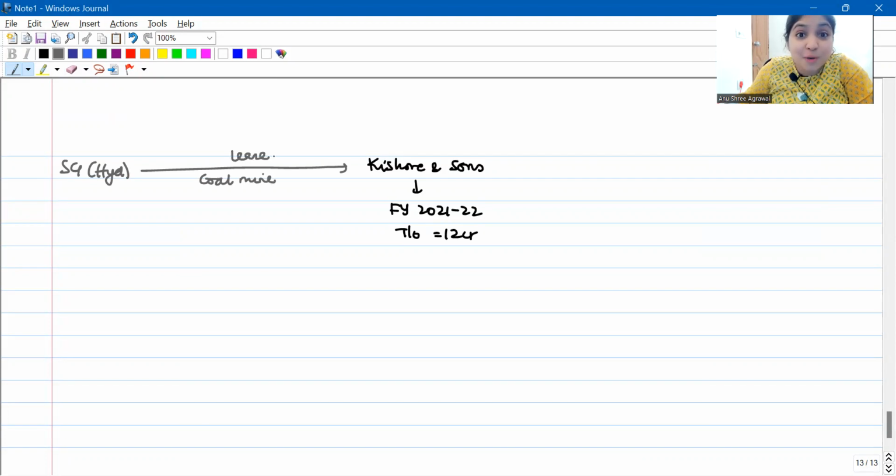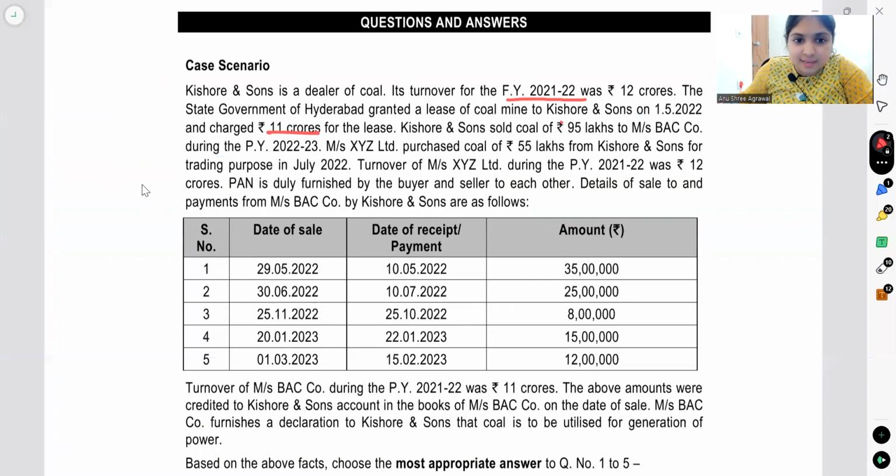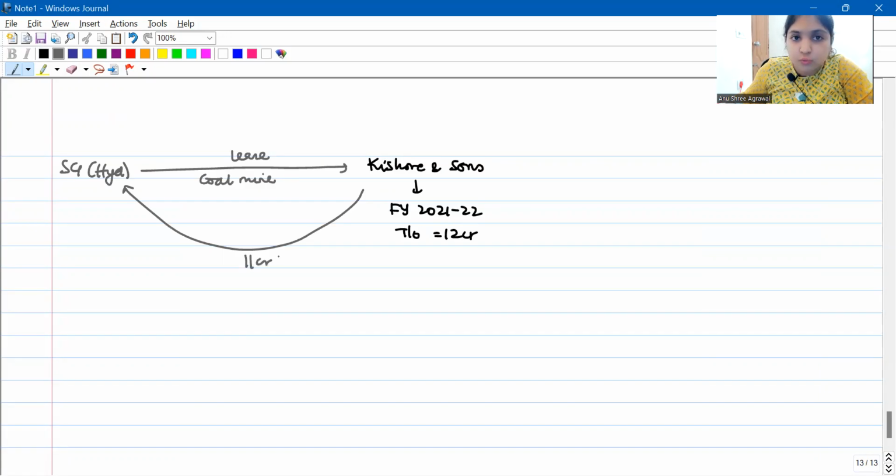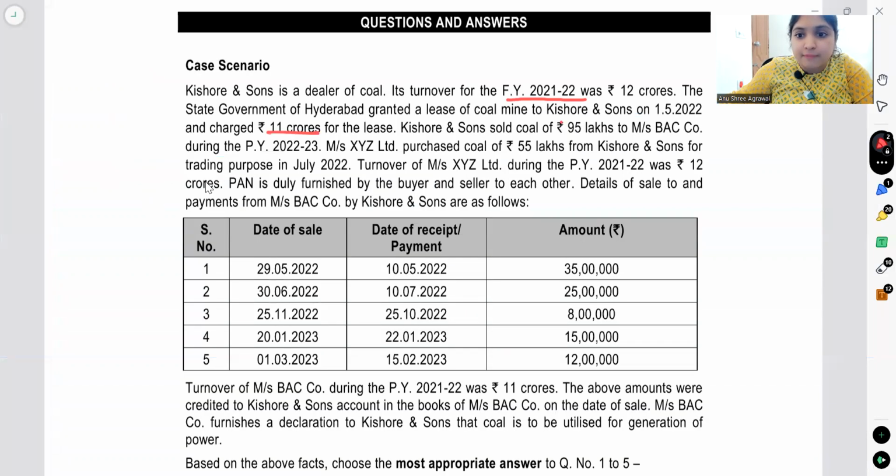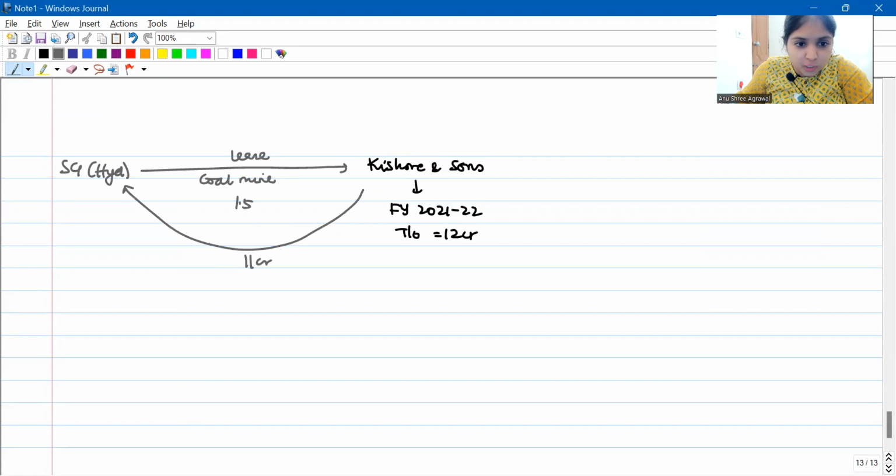Does any section come to your mind? Lease of coal mine. 206C(1C). And for this coal mine, Kishore and Sons has given 11 crores to the state government of Hyderabad. When did this happen? On the 1st of May 2022. Lease of coal mine. 4 things I had told you. Lease or license of parking, toll plaza, any mine or quarry. 2% TCS will be collected.